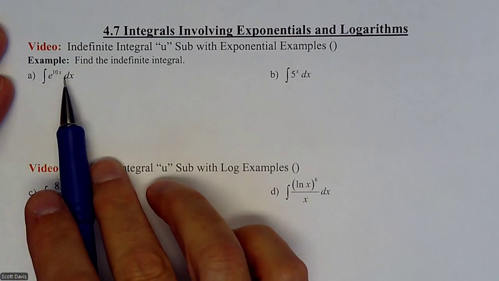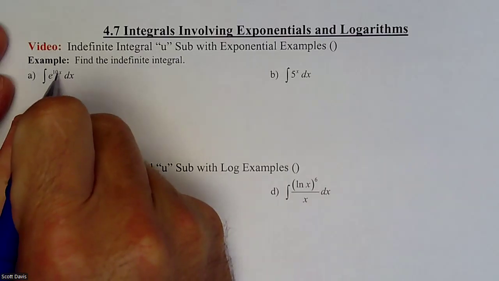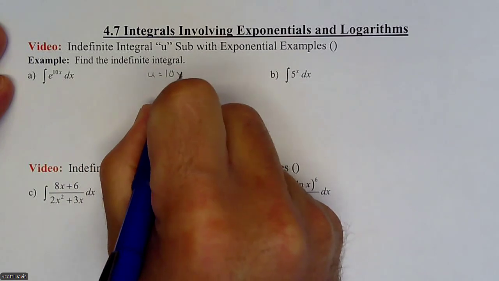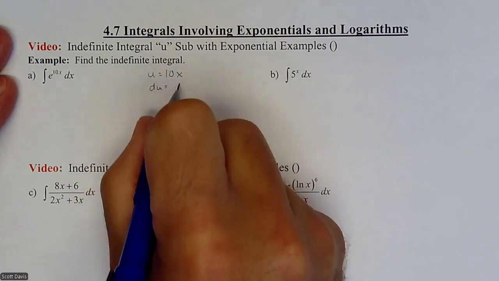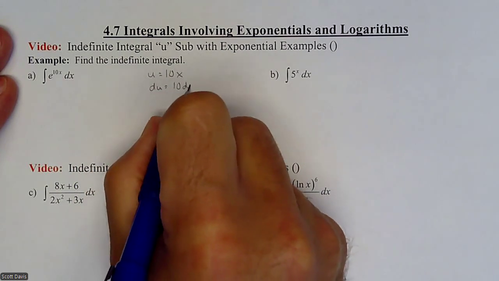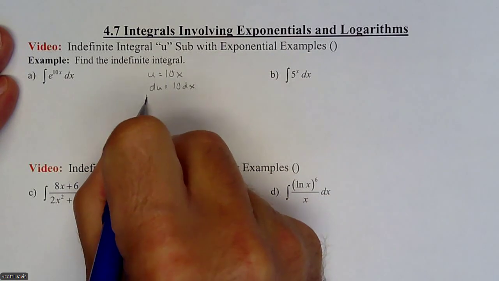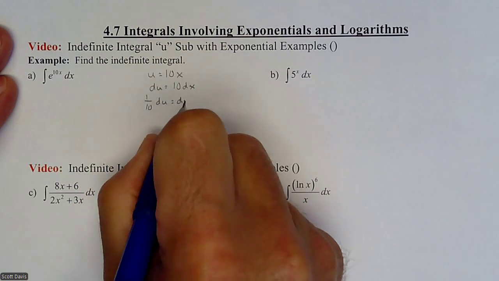So trying to figure out what piece is the chain rule, kind of the inside piece, and letting that be your u. So if you were going to do a derivative, this is your chain rule piece. So we'll let that equal u, and then we'll do du. Derivative of this is going to be 10 dx. And then let's isolate the dx. So we'll bring the 10 over. So that'll make it a 1 over 10 du equals dx.